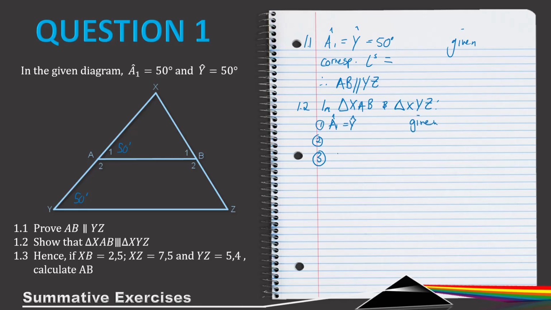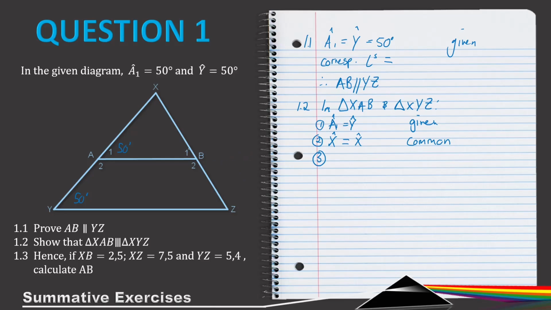Okay, and then for the second one, we can see that this angle is common, because it belongs to both, so it's obviously going to be the same size, it's the same angle. So angle x is equal to angle x, and our reason is common. All right. Then for the third one, there's two options.